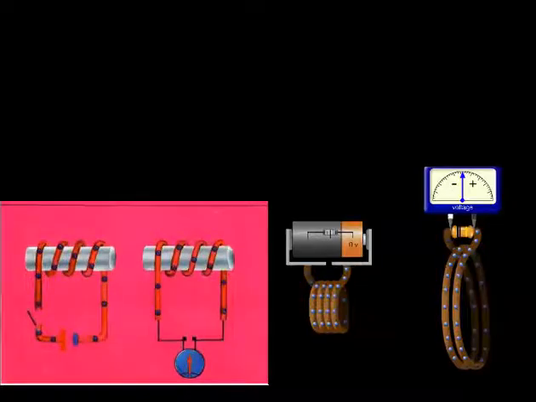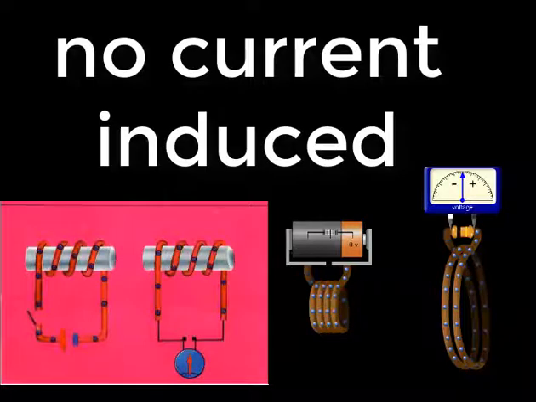In the first diagram, the switch is open in the primary coil, and therefore there's no current flowing in the primary coil. Therefore there's no magnetic field around the primary coil. Therefore the secondary coil does not experience either a magnetic field or a changing magnetic field from the primary. Therefore no current is induced. The reading on the galvanometer is 0.